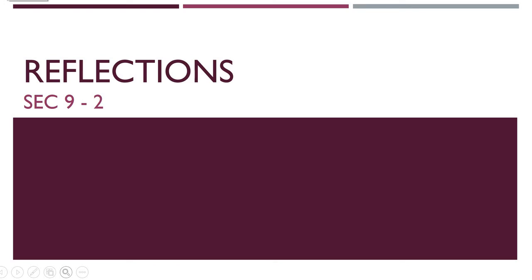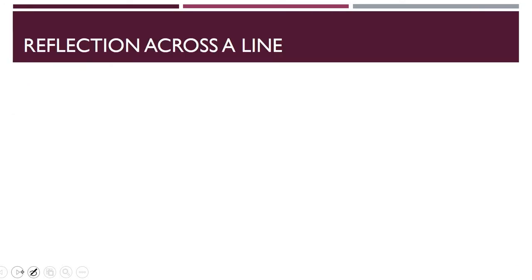Okay, section 9.2 is reflections. This is another kind of transformation. We've already done our translation, which is like a shift. This is a reflection, which is like a mirror image. So, the reflection across a line.